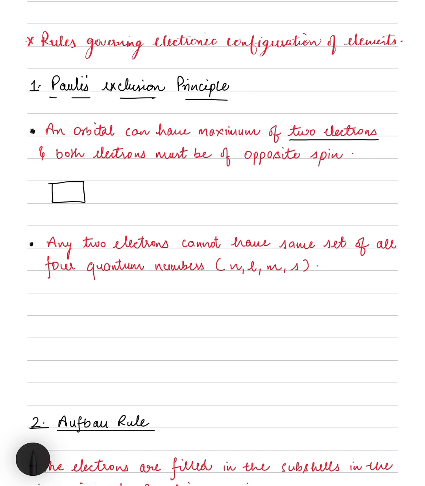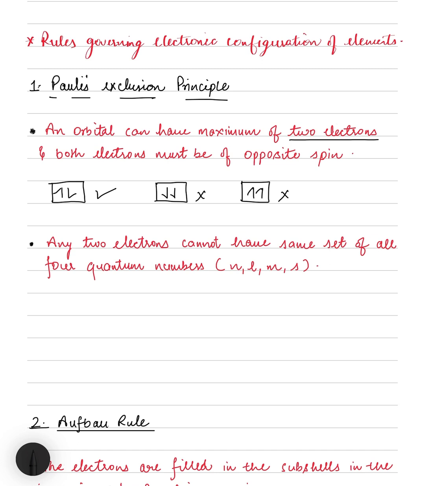It can accommodate a maximum of 2 electrons and both the electrons should be of opposite spin. That means if one electron is having this spin, the other electron must be like this. So this type of configuration is acceptable. But if I draw the electrons like this, it is not acceptable. Or if I draw the 2 electrons in the orbital like this, it is also not acceptable, right? So both the electrons should be of opposite spin, and it can have a maximum of 2 electrons.